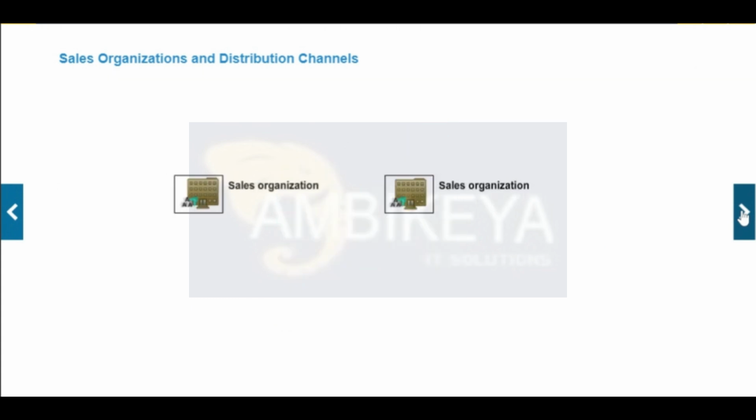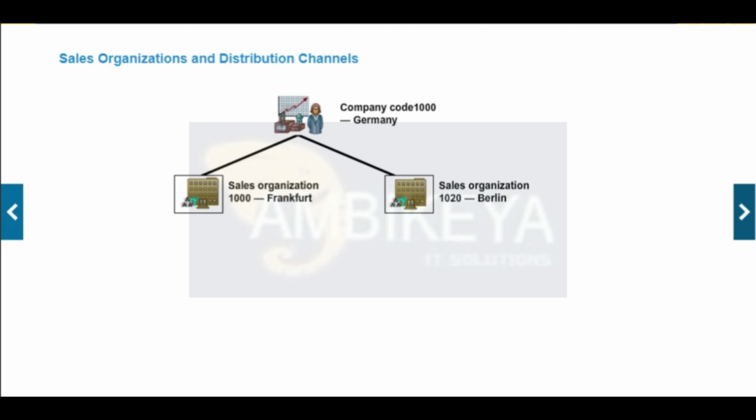Sales organizations are responsible for sales in SAP ERP. A company code can be linked to several sales organizations. The IDES company code 1000 Germany uses the sales organizations 1000 Frankfurt and 1020 Berlin. For example, any accounting relevant transactions in either of the sales organizations are posted in company code 1000.